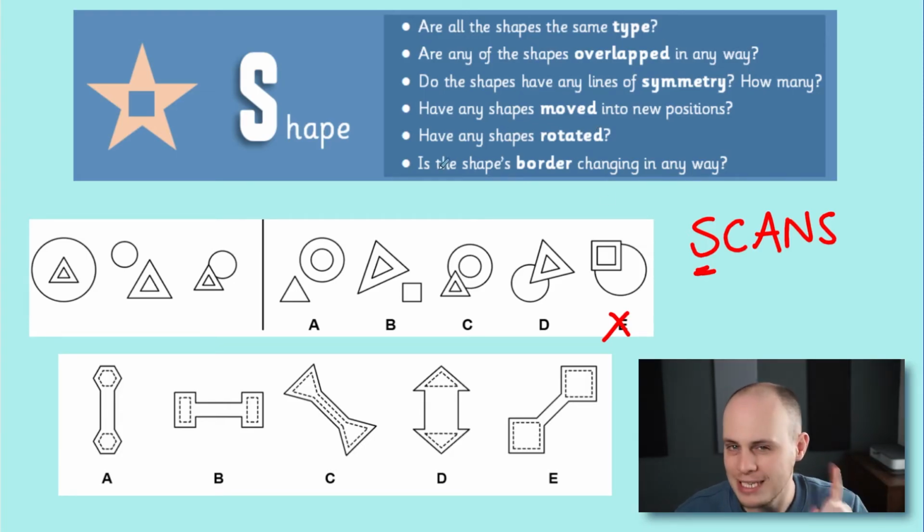And finally, is the shape's border changing in any way? Sometimes the border will change to like a dotted line or have a double line or it'll be a thick line, something like that. So let's just have a look at these two questions where shape is quite a heavy element of being able to solve it, all right?